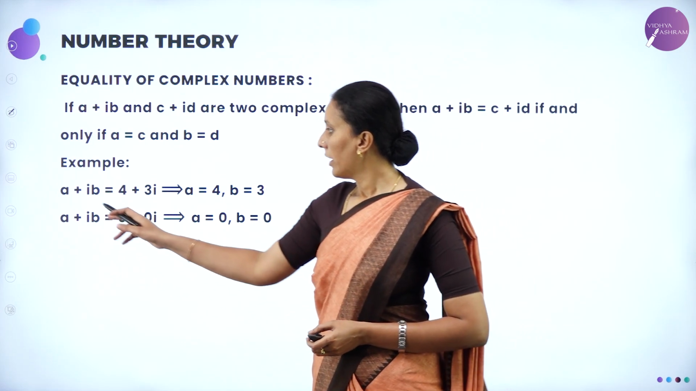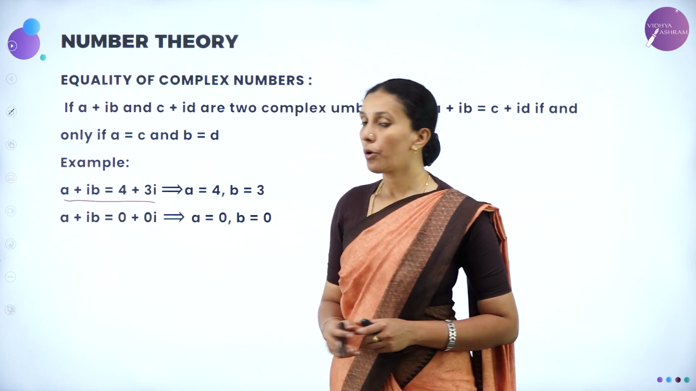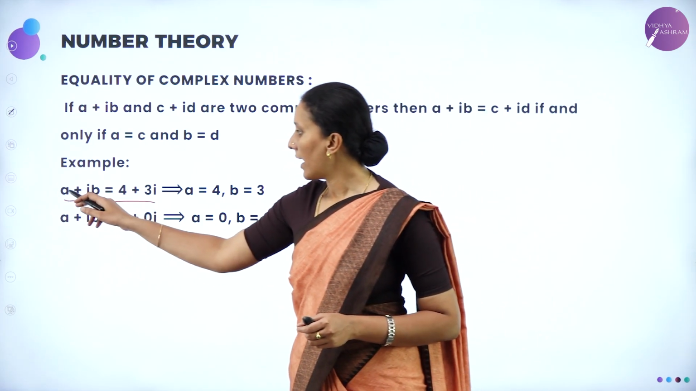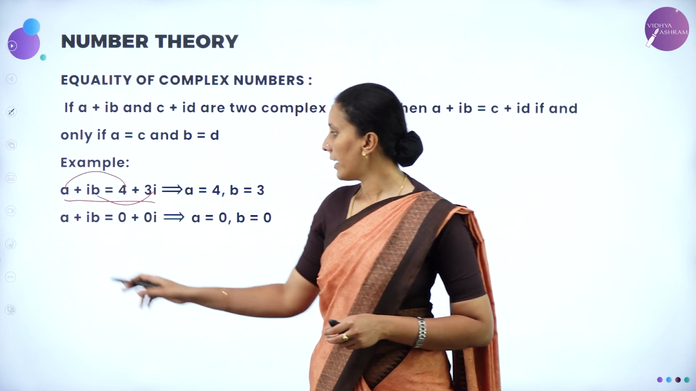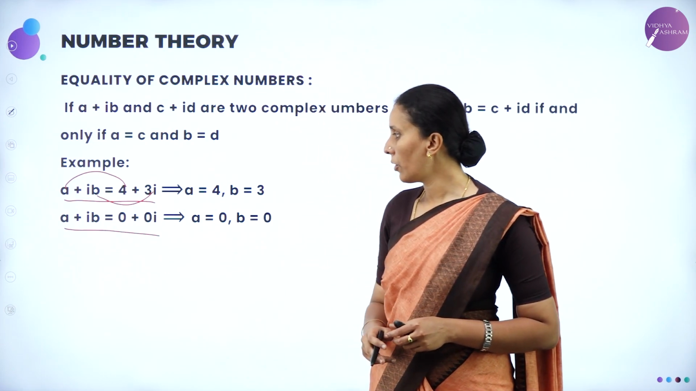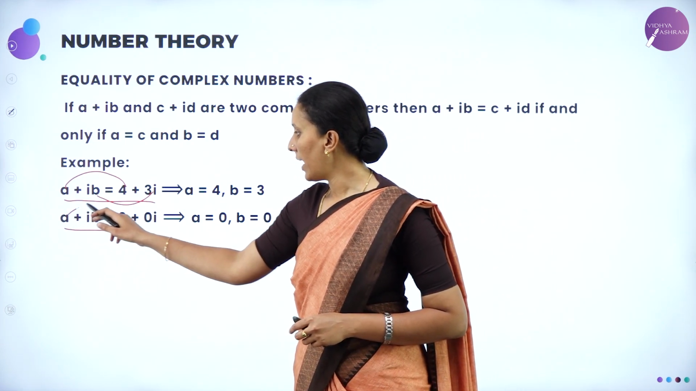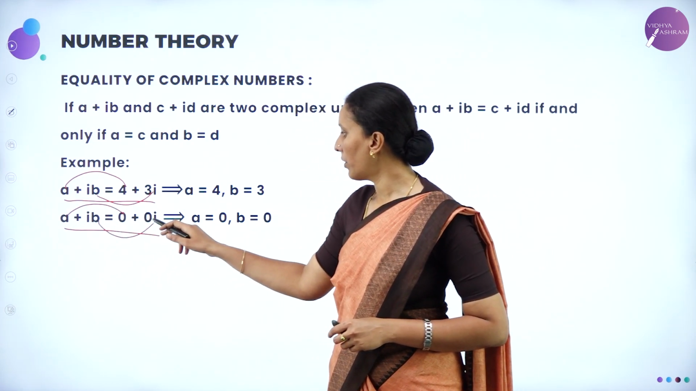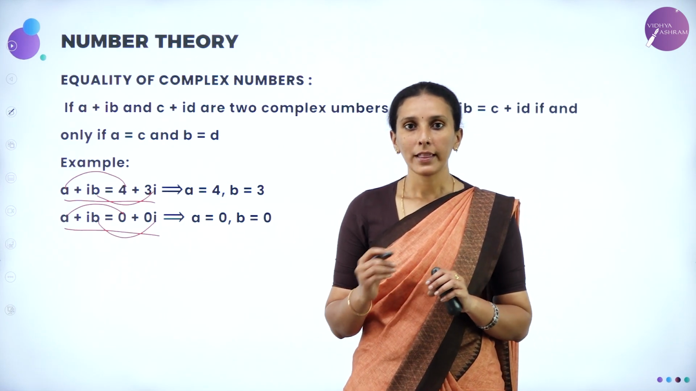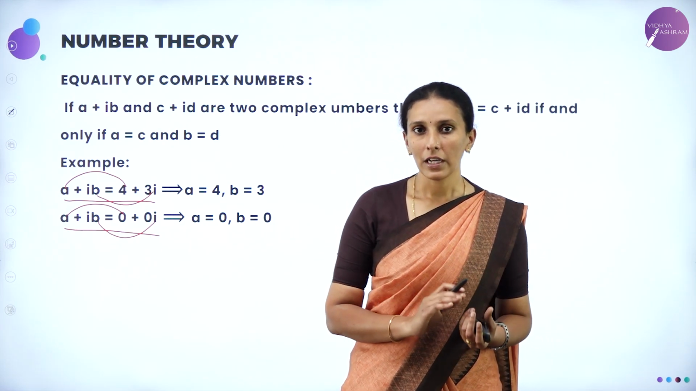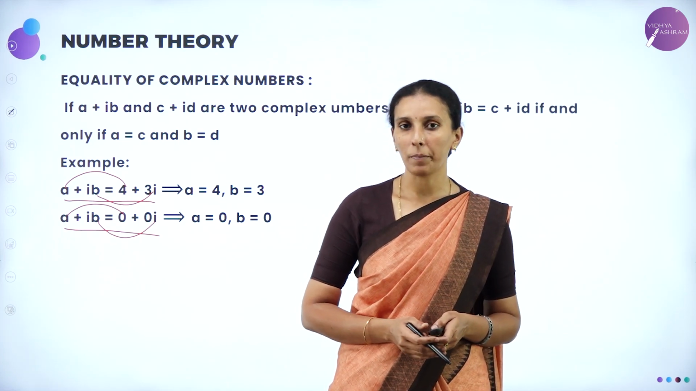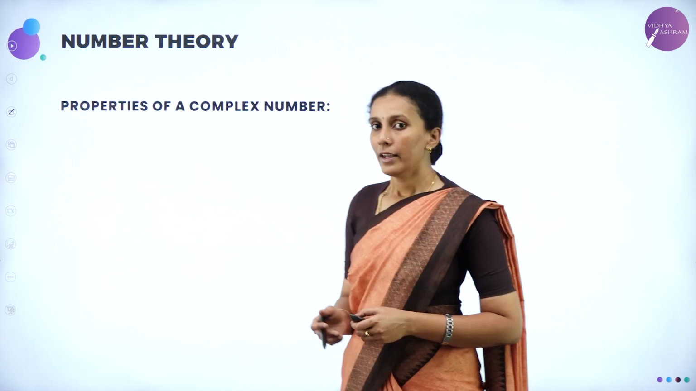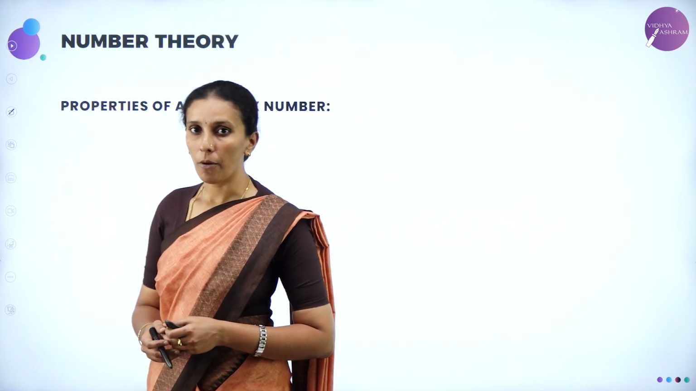For example, a plus ib is equal to 4 plus 3i, which means a is equal to 4, b is equal to 3. Similarly, a plus ib is equal to 0 plus 0i, which means a is equal to 0, b is equal to 0. So clearly, when their respective real parts as well as imaginary parts are equal, we say the two complex numbers are equal. Next, we have a few properties of complex numbers.